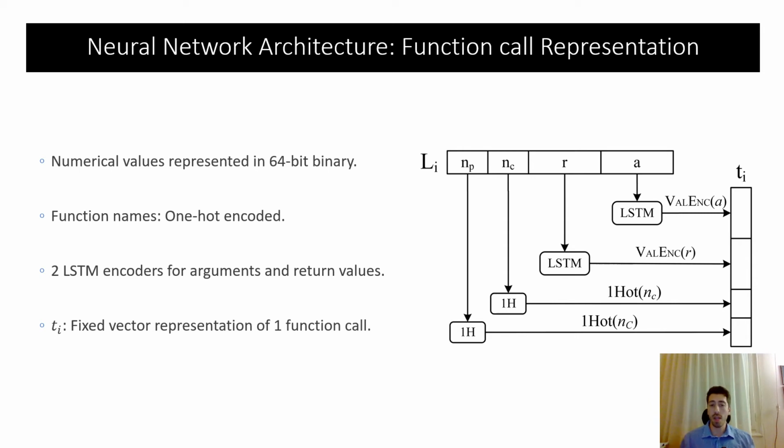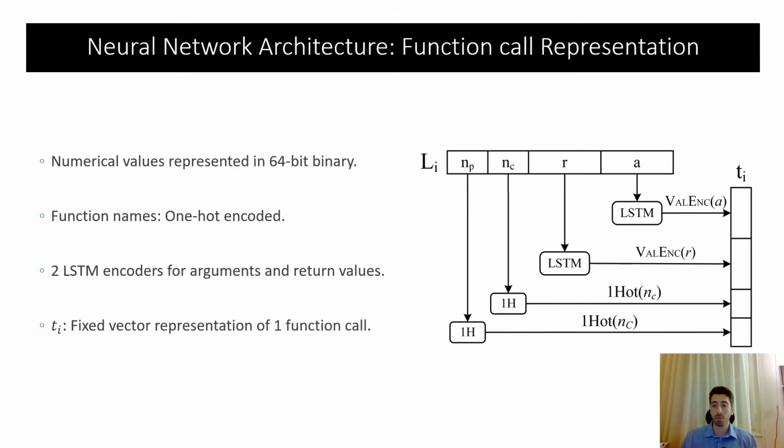We have 2 LSTM encoders that have an input size of 64 and take each one of the numerical values at each time step and encode them. So finally, we end up with a fixed vector representation called TI that consists of 4 different sections that have a fixed size and are concatenated. This fixed vector TI represents one function call and contains the encoded arguments, the encoded return values, and the function names.